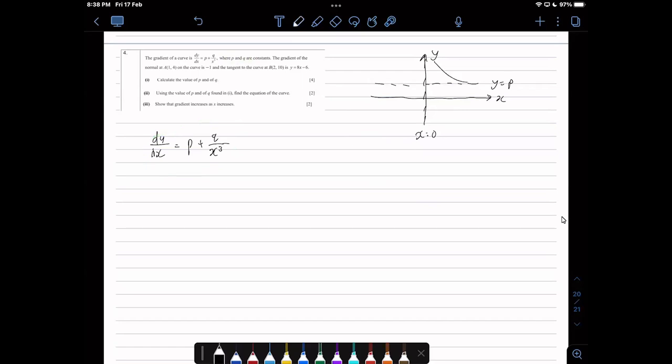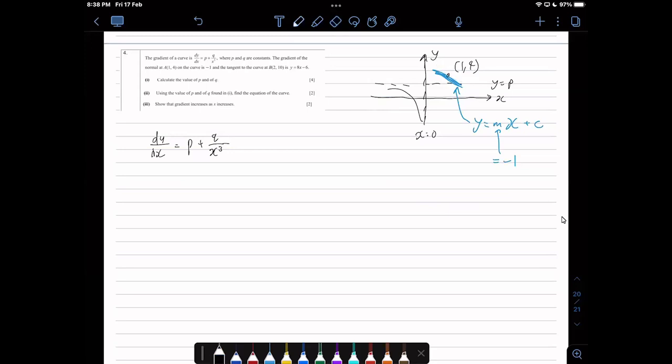However the curve looks, let's pretend it looks like this. There's a point here, (1, 4). Then there's a tangent line. This tangent line is y equals mx plus c. This m here, they're telling you, is equal to -1. And the tangent to the curve at B(2, 10). Okay, that's another point.